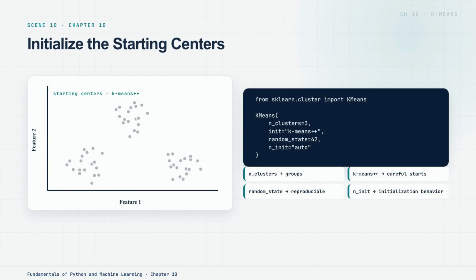The first step is to choose starting centroid locations. A basic implementation may select them randomly. Scikit-learn uses K-means++ by default. K-means++ chooses starting centers more carefully and is designed to improve initialization and convergence. The random state parameter makes the result reproducible. The n_init parameter controls how initialization runs are handled. Initialization matters because K-means can converge to different solutions depending on where the centers begin.